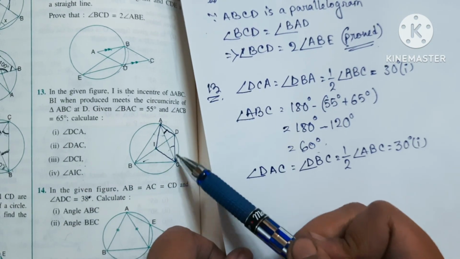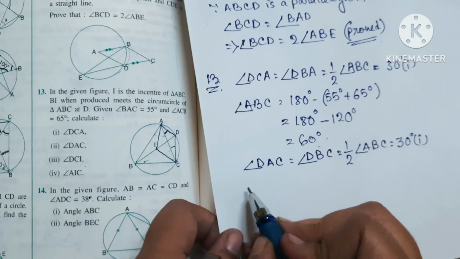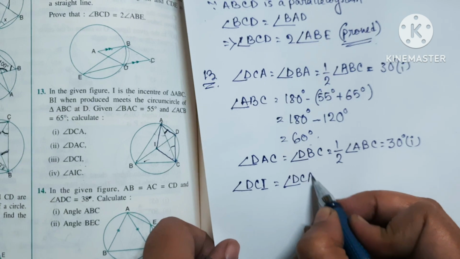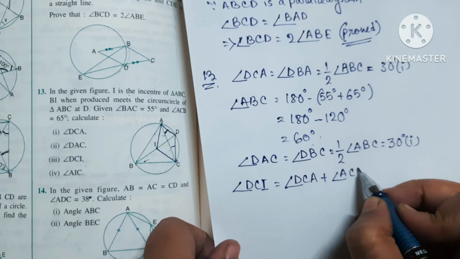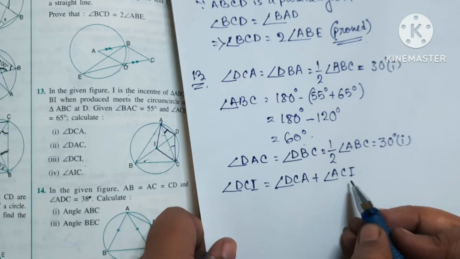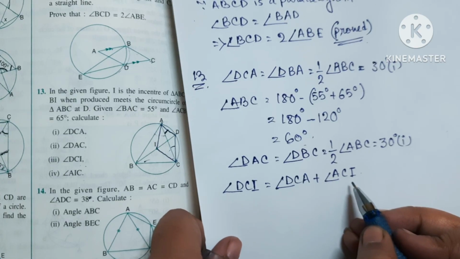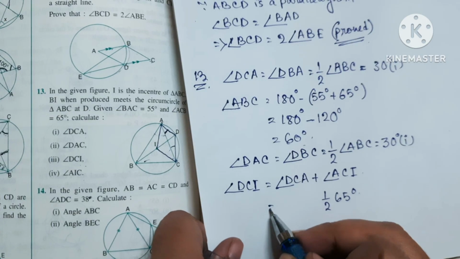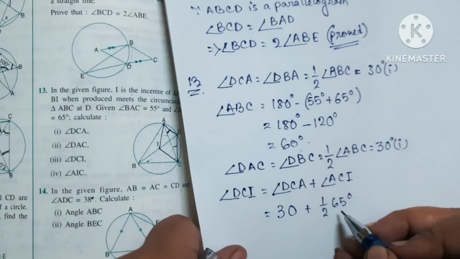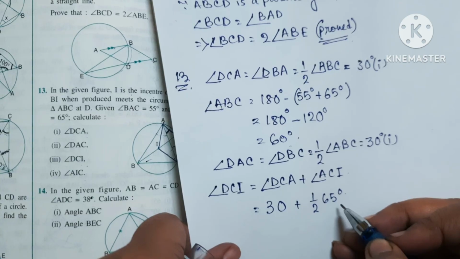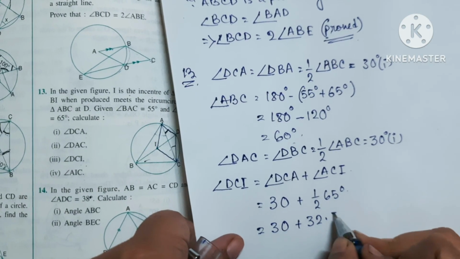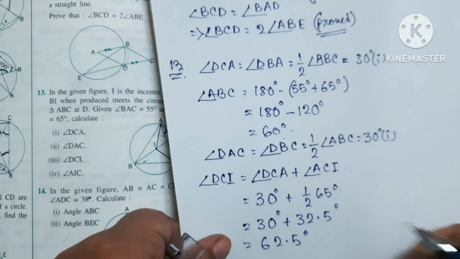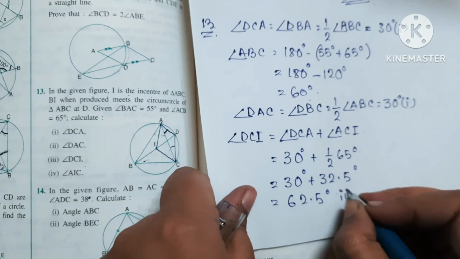Now DCI. Okay, angle DCI, if you see it carefully, will be angle DCA plus angle ACI. Now ACI is half of ACB. Half of ACB means half of 65 degree. And DCA is 30. Half of 65 means 32.5. 30 plus 32.5, if you add, is 62.5 degree. So DCI is 62.5. That is the answer of 3.